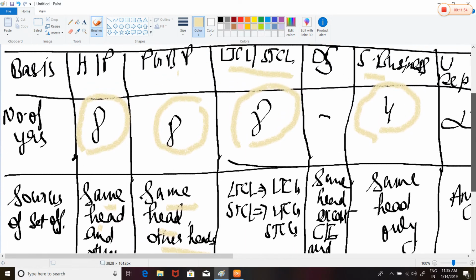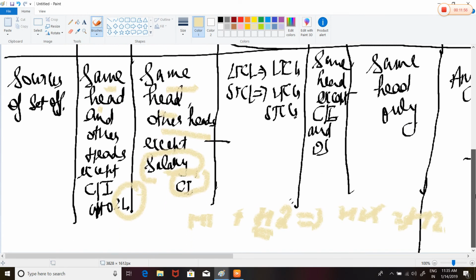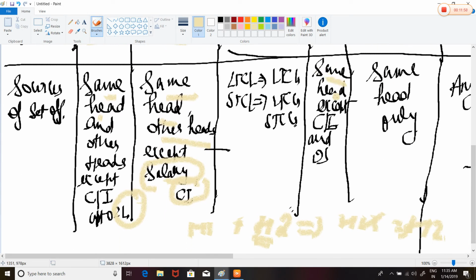Then loss from other sources can be set off from the same head except casual income, and it can also be set off from other sources, from any income, other sources से भी हो जाएगा.